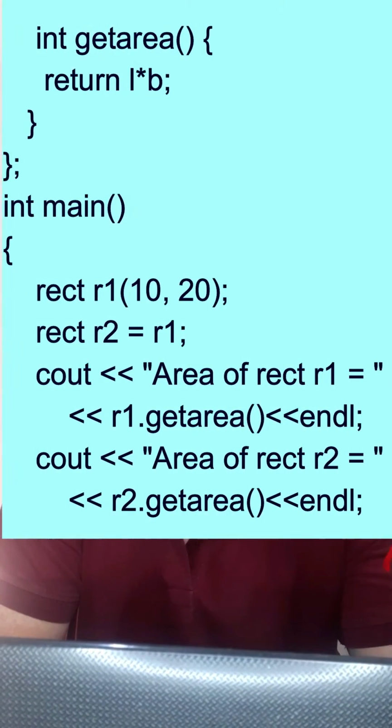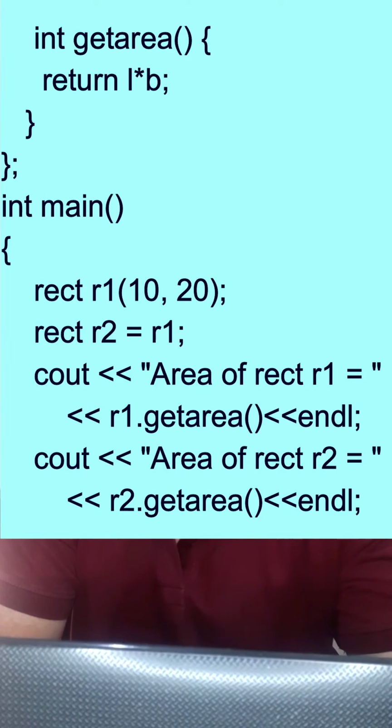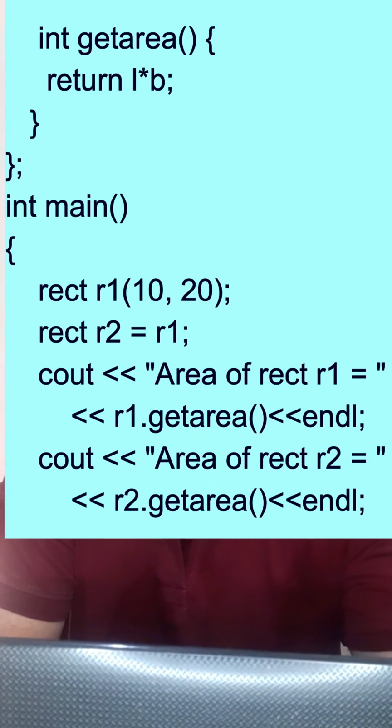And how will we prove that the R2 object is created? The area of the rectangle of the R1 object will be exactly the same as the area of the rectangle of the R2 object. That confirms that the class attributes length and breadth of R1 are exactly the same as R2.